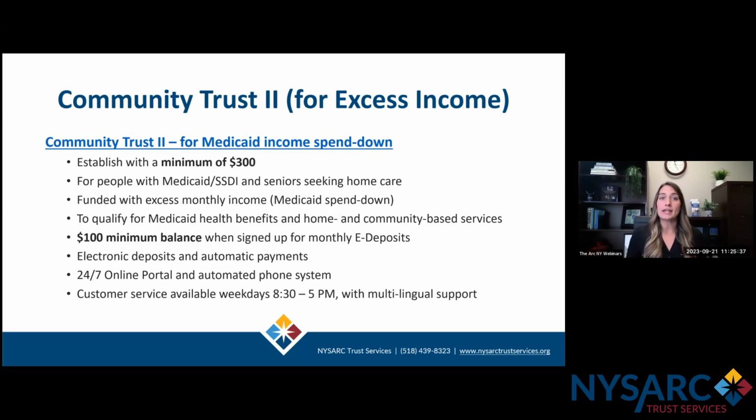So if you have a client or you yourself have a need to spend down income in order to access Medicaid services, you're generally going to be a good fit for Community Trust 2. And because you need this money each month to pay your bills, this particular trust, we generally hold the funds in just like an interest-bearing bank account. The funds are not invested because the individual is going to need to access them month to month to pay bills.